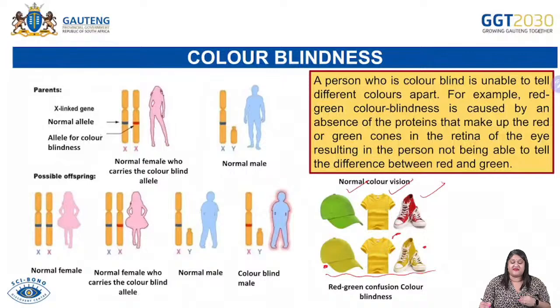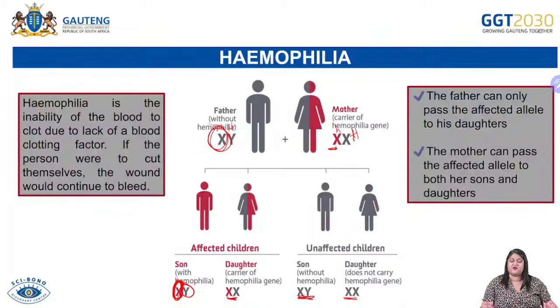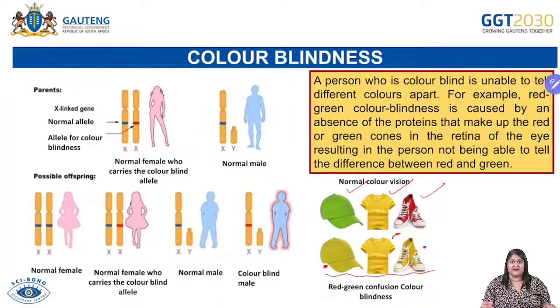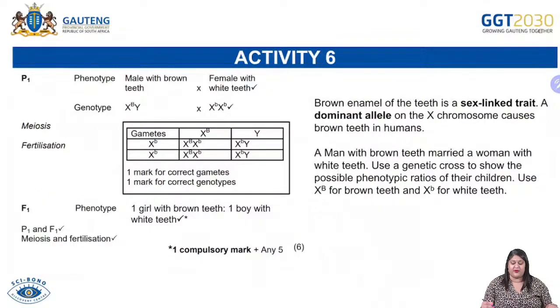But the cross works exactly the same as hemophilia, and the same rules apply. Let's just remind ourselves what we said on the previous one: the father can only pass the affected allele to his daughters, and the mother can pass it to both. Here we're going to have a look at a cross.